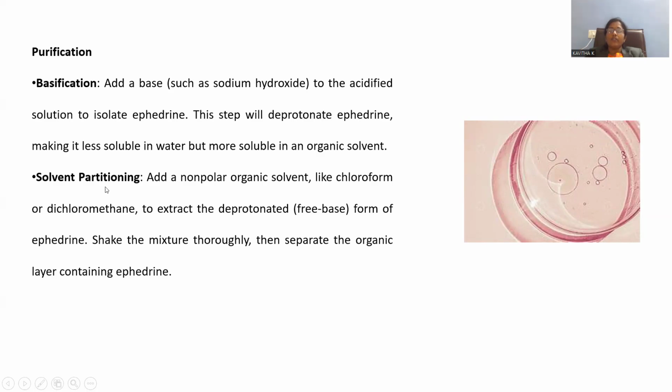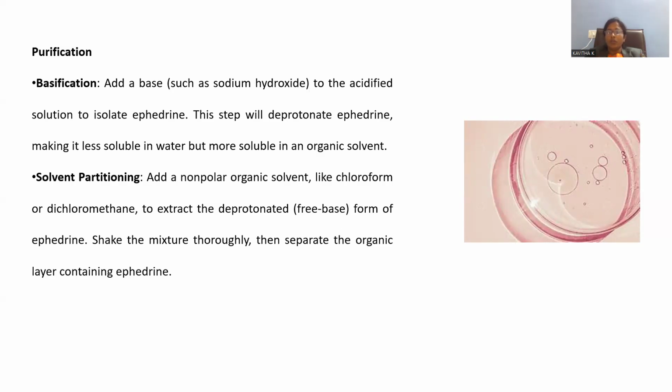Then solvent partitioning. A non-polar organic solvent you may take here. Chloroform or dichloromethane can be taken to extract the deprotonated form of the ephedrine. Since the compound is now an organic moiety, either solvent can be chosen for this kind of extraction, chloroform or dichloromethane, in which the ephedrine will be dissolved.